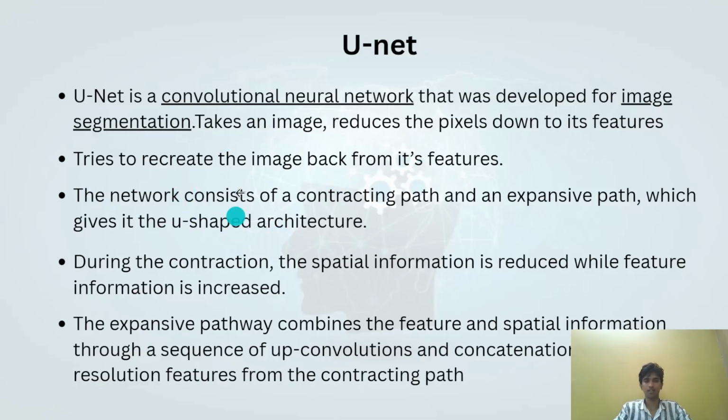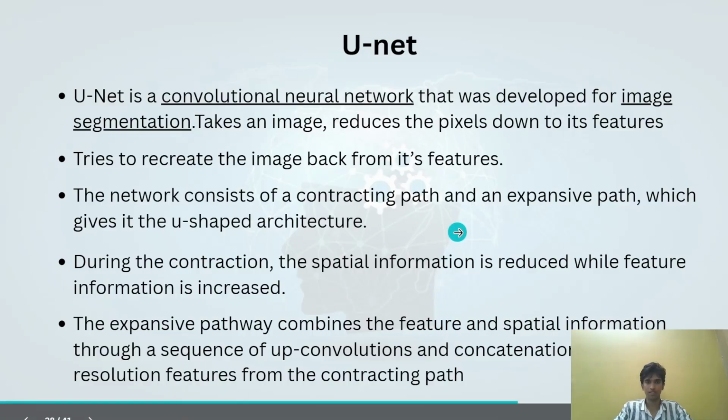These are all things I just explained now. During the contraction, the spatial information is reduced while the feature information is increased. The expansive pathway combines the feature and spatial information through a sequence of up convolutions and concatenations with high resolution features from the contracting path. This is just a fancy way of explaining whatever I said now.